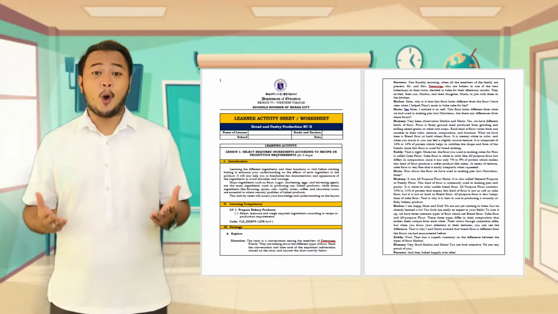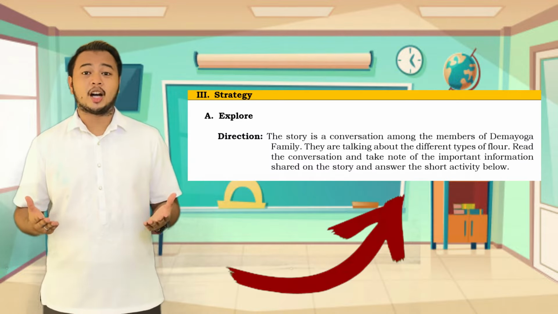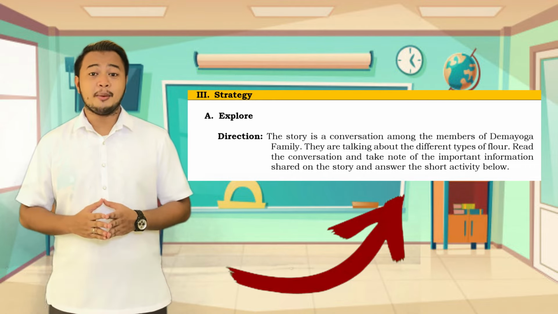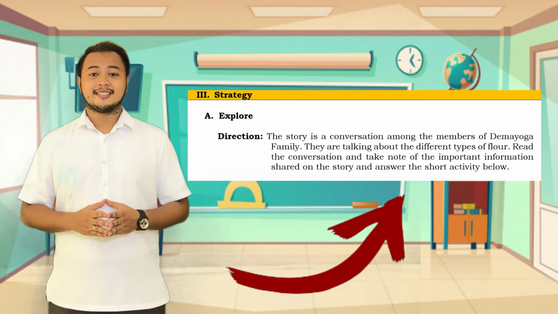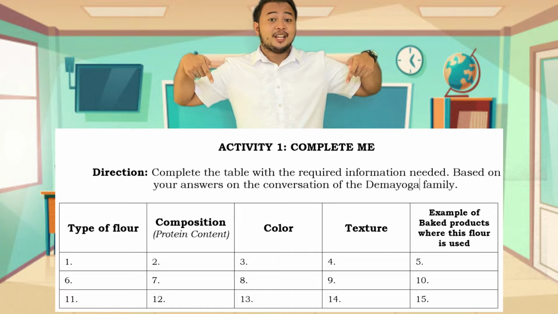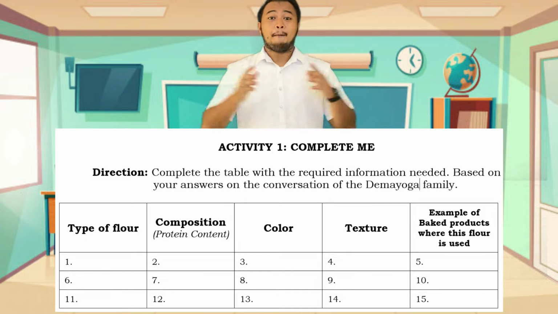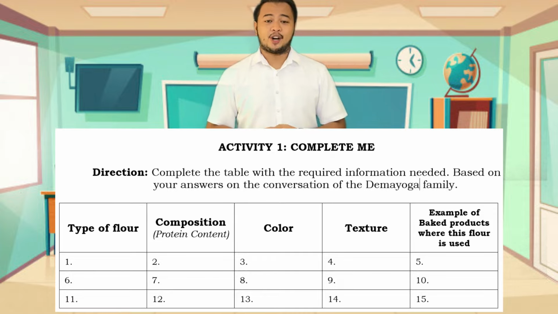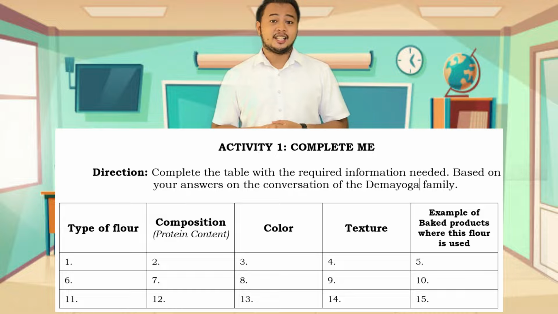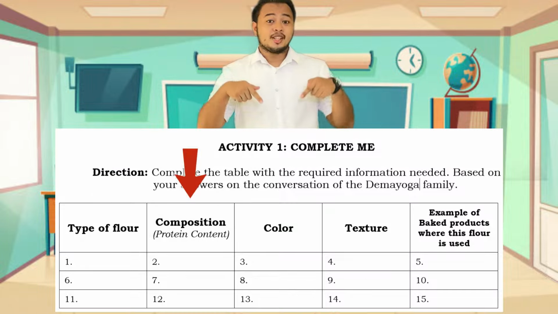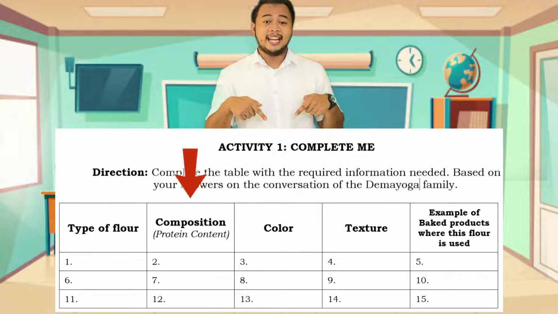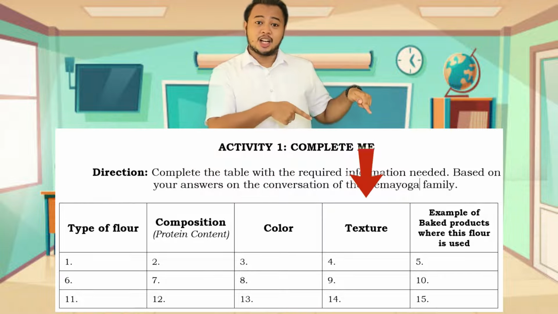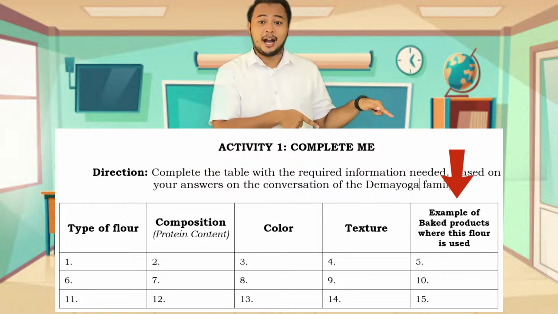Are you ready? I want you to open your worksheet on the Explore part and read the conversation among the members of the Mayuga family. Complete this table with the necessary information needed. Base your answers on the story you have read. I want you to identify the different types of flour, composition of flour in terms of protein content, its color, texture, and of course, example of bakery product which this type of flour is best used.